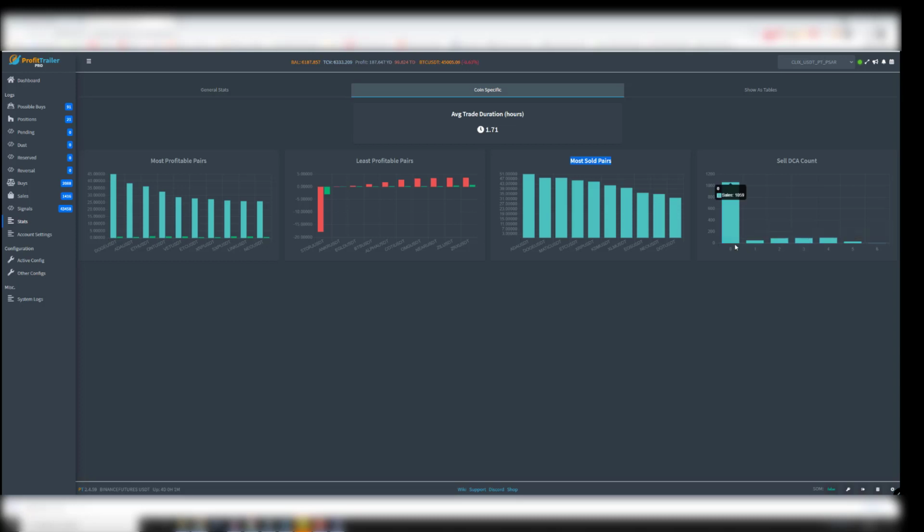And you can see more or less a distribution curve here. I only had three sales that actually went to DCA 6. The majority go to 0 or 1 or 2, or sorry, 2, 3 or 4.